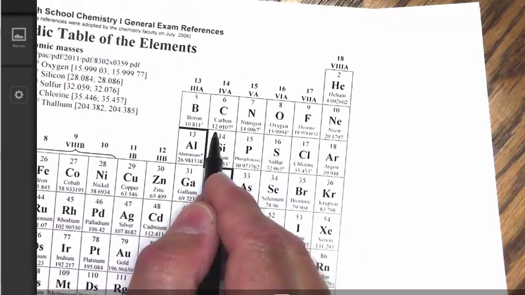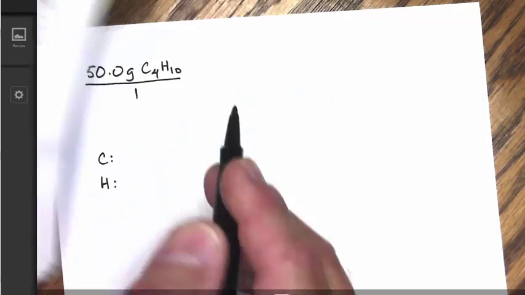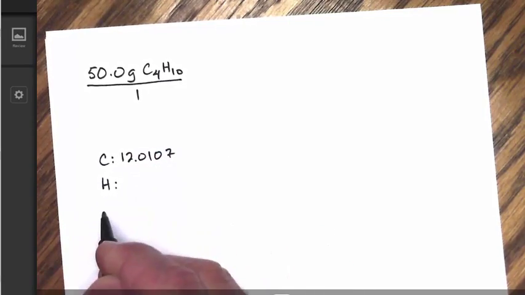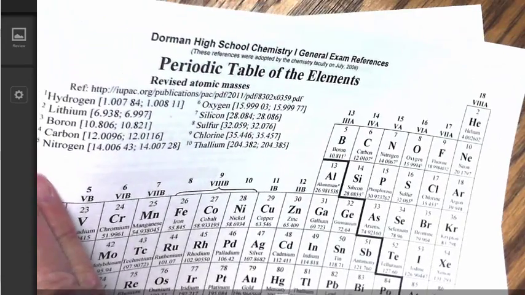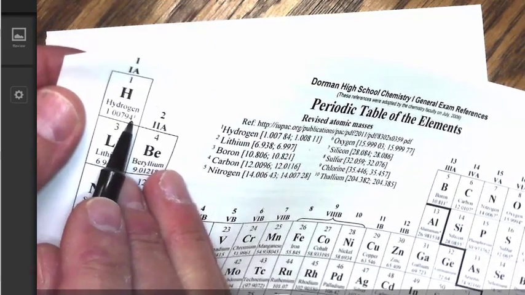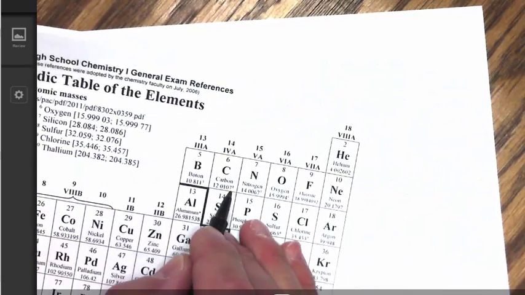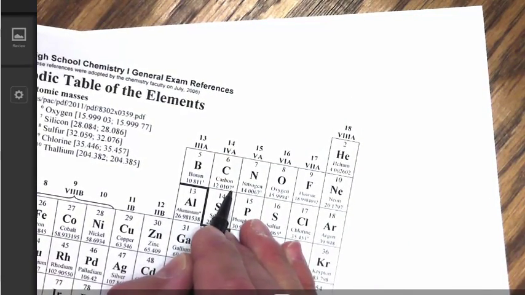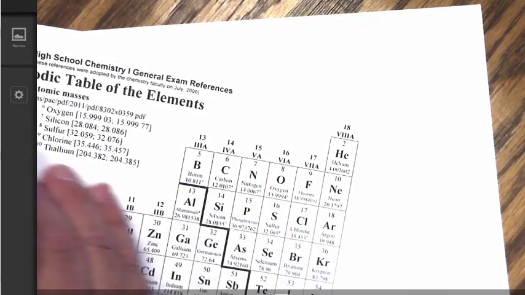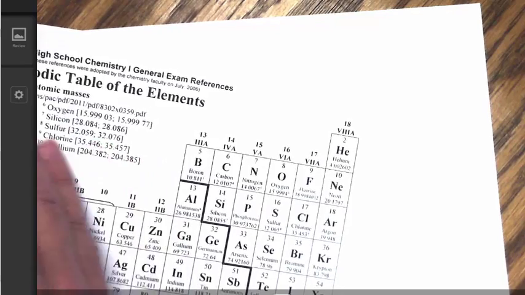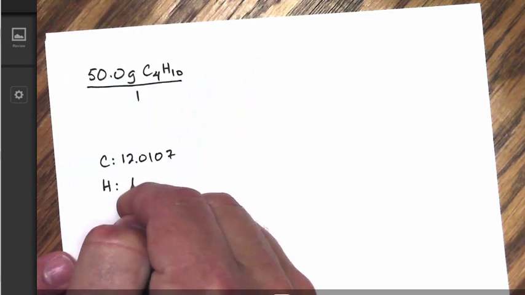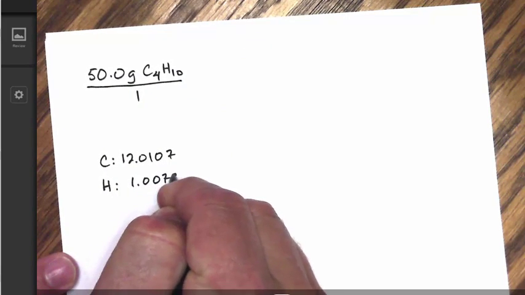The atomic mass for carbon is 12.0107. The atomic mass for hydrogen is 1.00794. That little superscript right there is not part of the molar mass. That superscript right there is a reference mark, a citation that draws your attention over here to this small inset table. We don't want to get into that right now. So, 1.00794.